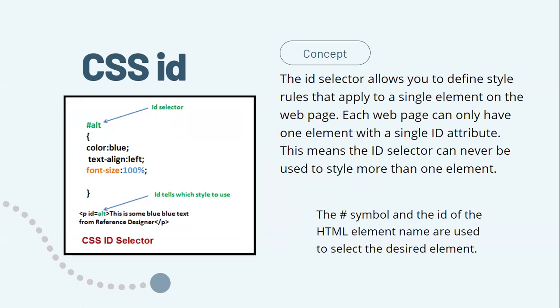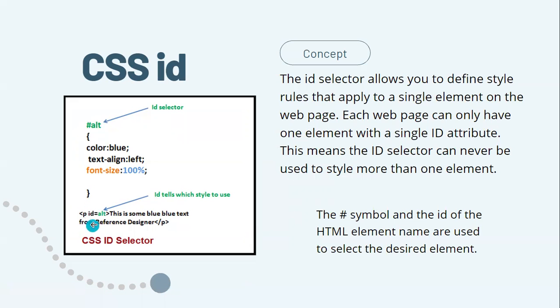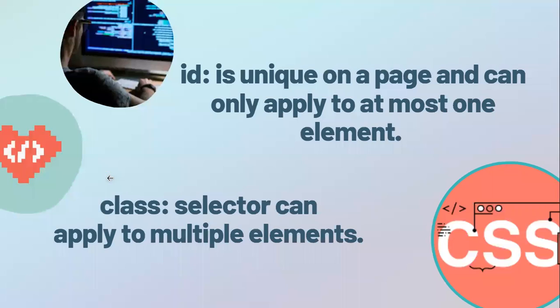And in contrast with the classes, with the ID selectors, we use the hashtag symbols. So yeah, we put the HTML elements, the word ID equal, and then the name of the ID, the content, and then hashtag, the name, and just the CSS code.